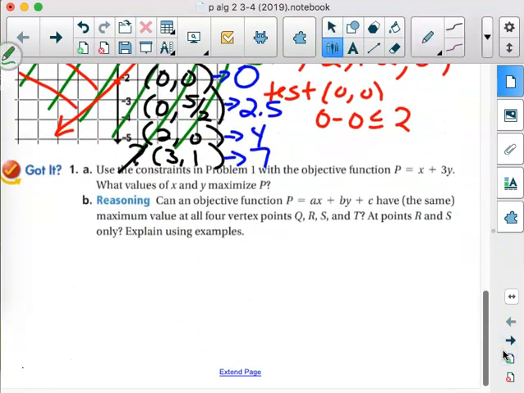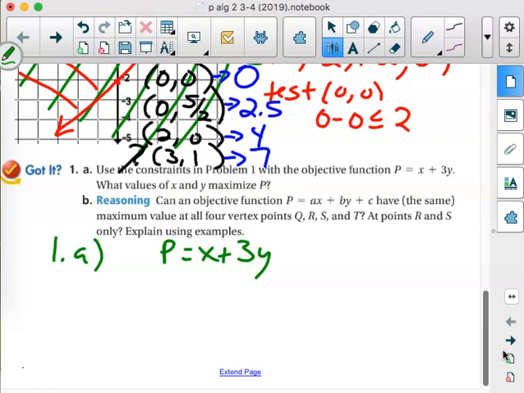1A says, use those constraints that you found in problem 1. Good. That means we don't have to graph everything all over again. Just change your objective function to P equals X plus 3Y.